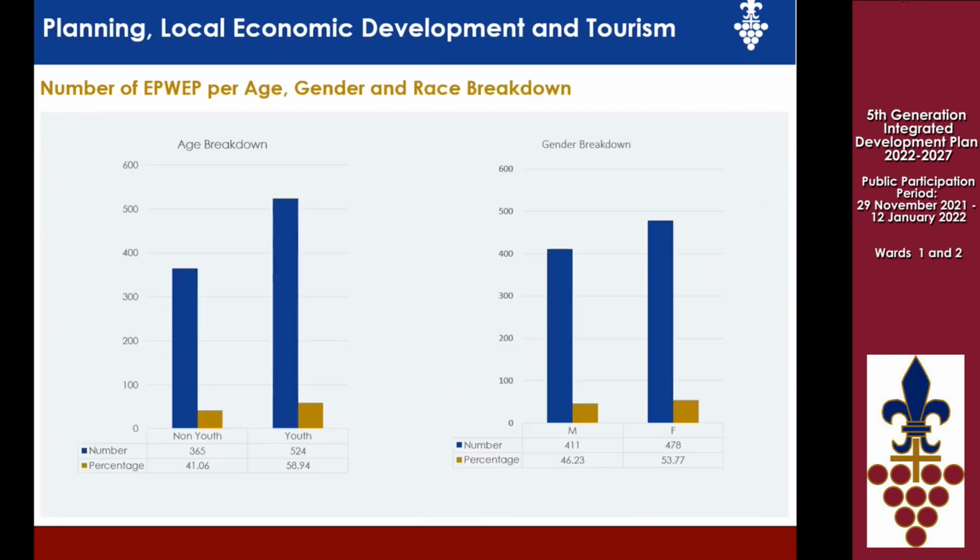The number of EPWP workers per age, gender and race breakdown. You can see that the blue gives the number and the brown the percentage. So over the last year, non-youth was 365 and 41.06%, and the youth was 524, 58.94%. If you look at the gender breakdown, you'll see that the number of males is 411, which represents 46.23%, and females 478, which represents 53.77%.